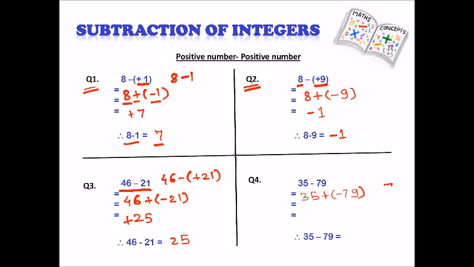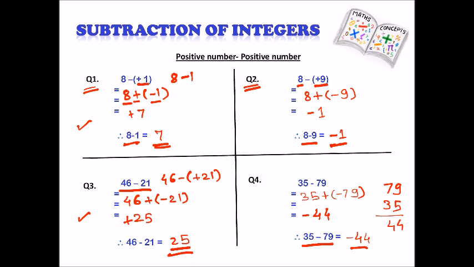Now difference of absolute values is 44, and I give negative sign to the answer because minus 79 has higher absolute value. Okay, now note here, in first example and in third example we were subtracting smaller number from bigger number, so answer was positive in both cases. In second example and fourth example we were subtracting bigger number from smaller number, and that's why answer is negative.